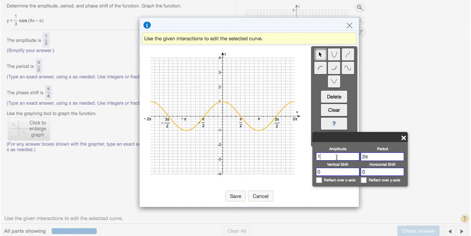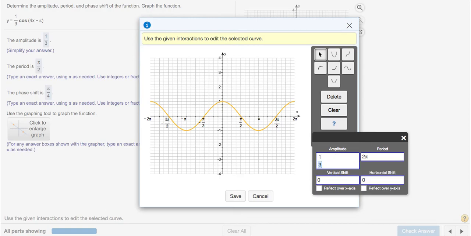Let's enter in these new values. Starting with the amplitude, I'll go here first. It's 1/3. And if I click off to the side, okay, I see that this is a vertical shrink of my graph. Perfect. The period, which is 2 pi over, that's pi over 2.